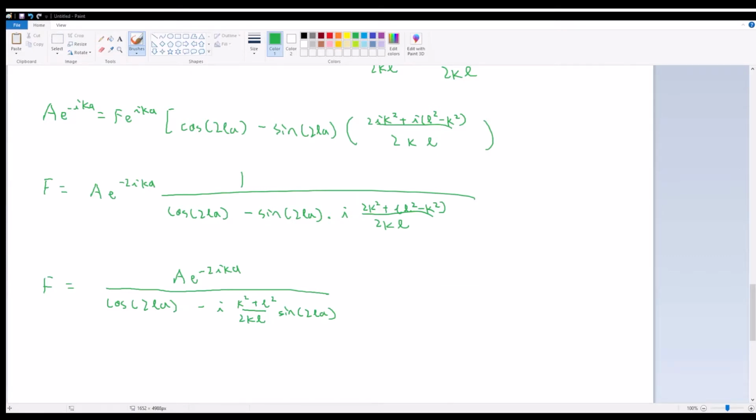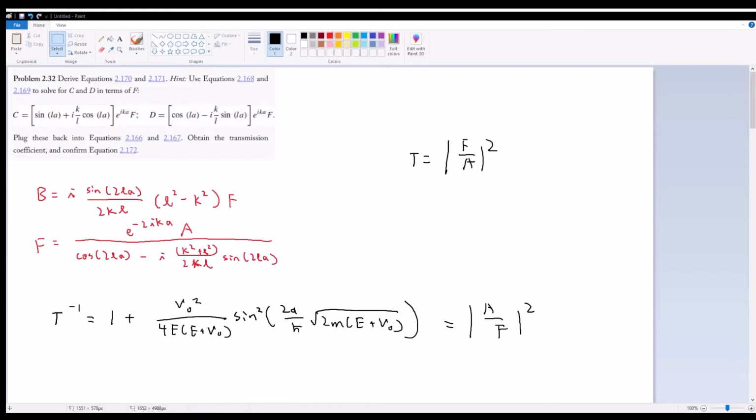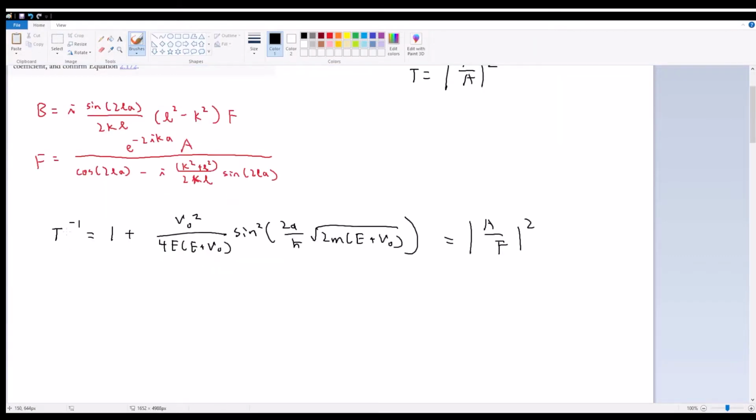Okay, so for the final part of this problem, we want to confirm equation 2.172, which is the transmission coefficient, or more specifically, as Griffiths gives it, the inverse of the transmission coefficient, which is going to be equal to magnitude A over F squared. The standard transmission coefficient is magnitude F over A squared. So if we look at this, whoops, where is my pen?